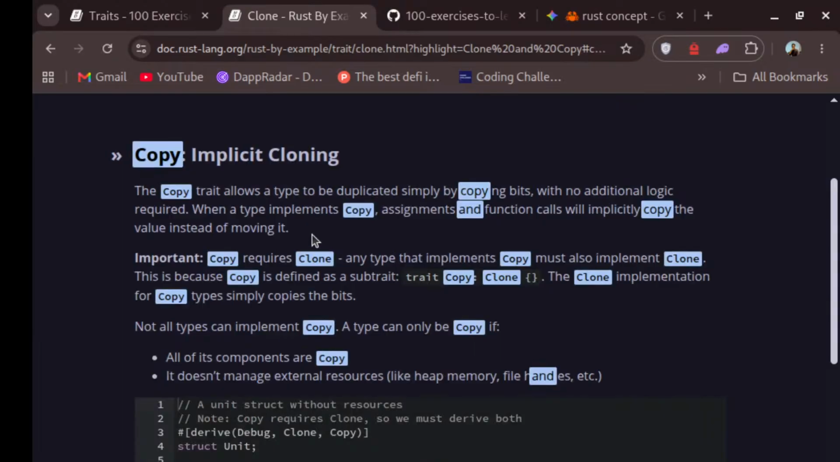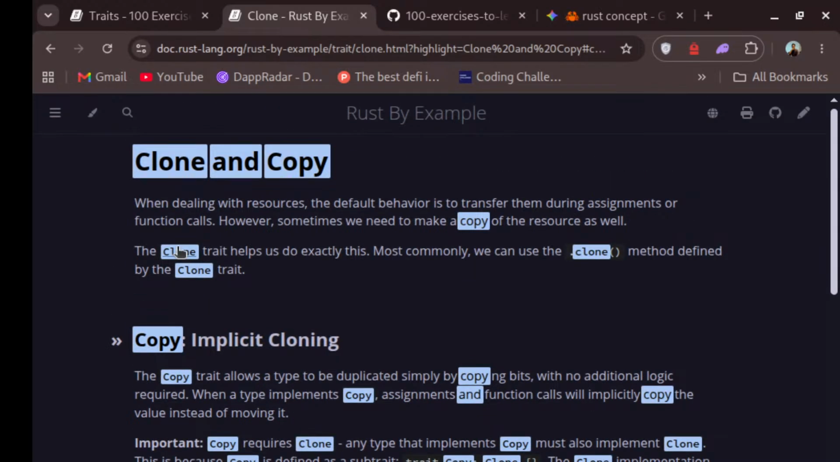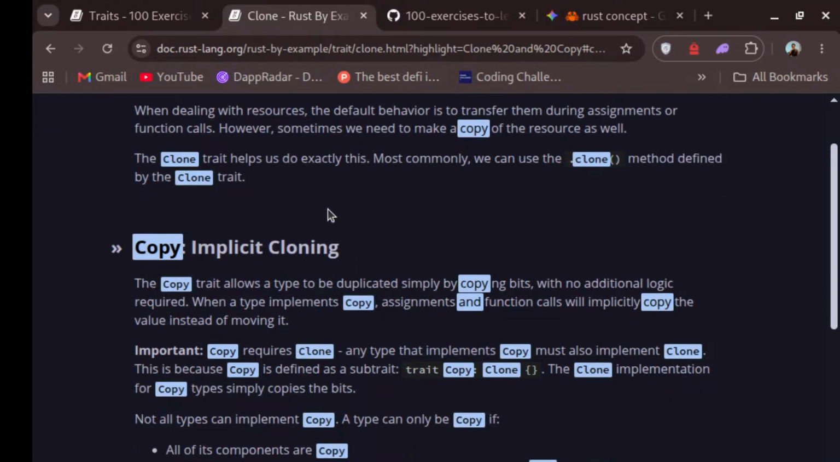The Copy trait allows simple copy. When dealing with resource transfer, sometimes we cannot copy the resource. The Clone trait helps us do exactly this. Most commonly we use the dot clone method provided by the Clone trait.